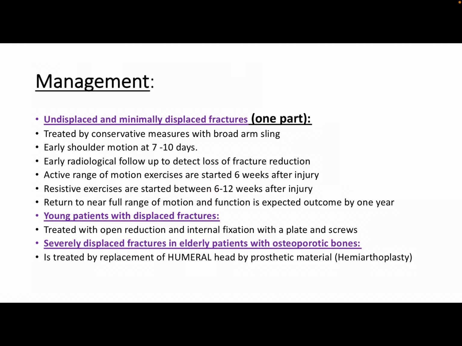Then young patients with displaced fractures, and severely displaced fractures in elderly patients with osteoporotic bones. When young patients are affected, it depends on whether the bone pierced the skin or not. If it did, then go for open reduction and internal fixation with plate and screw. But in osteoporotic bones you have to go for hemiarthroplasty, which means that you are going to be replacing the humeral head with prosthetic material.